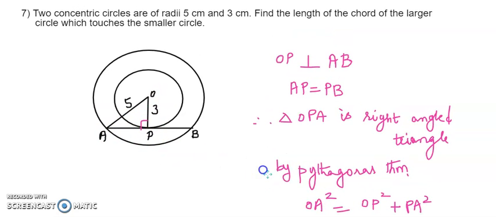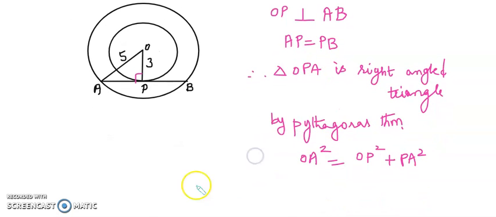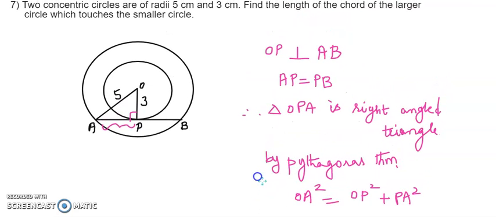But are we going to stop with AP? No, we'll double AP because AP plus PB is the same. So whatever AP you get, double it to get the length of the chord. Am I clear? So what are we talking about? Concentric circles, where the tangent of one circle is equal to the chord of the second circle. Hope it is clear. Thank you.